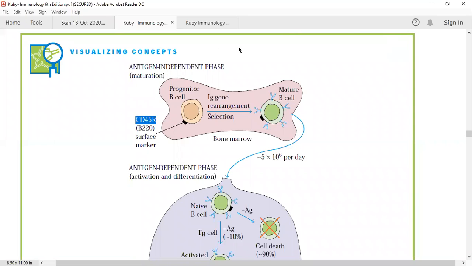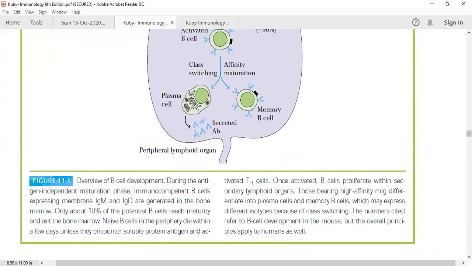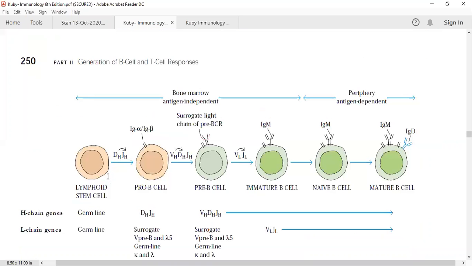So in the last classes, we already have covered some portions. In this class, we are discussing the development and maturation of B cells. So this progenitor B cell will become a mature B cell after 4 or 5 stages, which are shown in this particular diagram. All right.